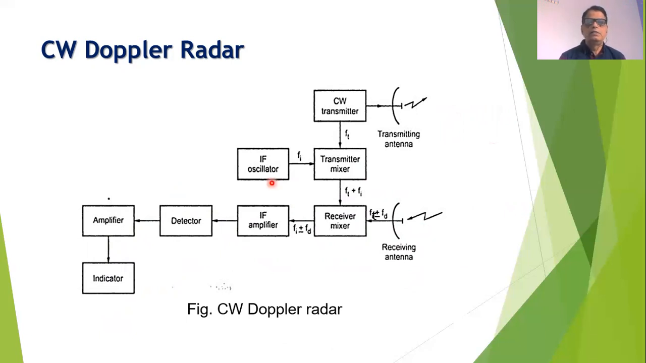You will find that this system consists of an IF oscillator. This IF oscillator is a very high frequency oscillator, a microwave oscillator. The popular IF used in radar systems is in megahertz. For example, a 30 megahertz intermediate frequency, Fi, can be used in Doppler radar systems.